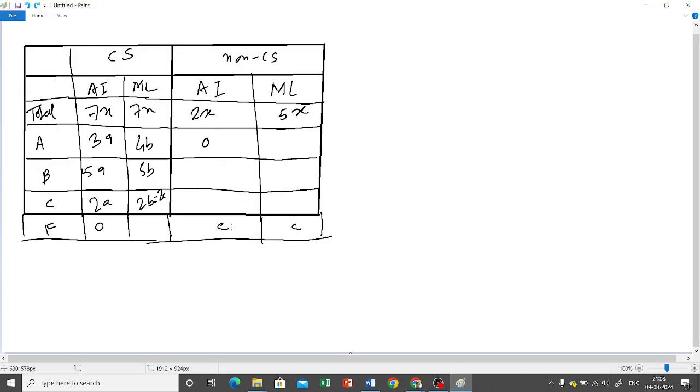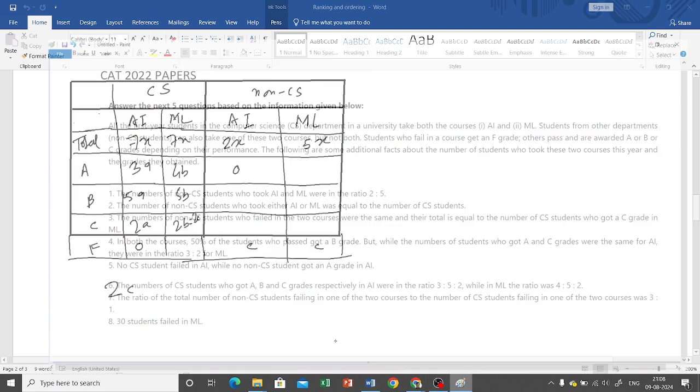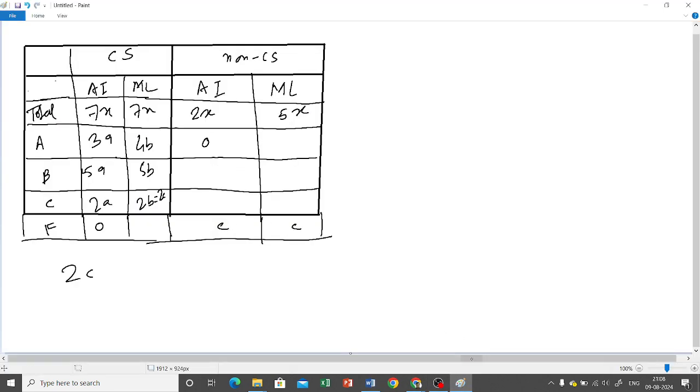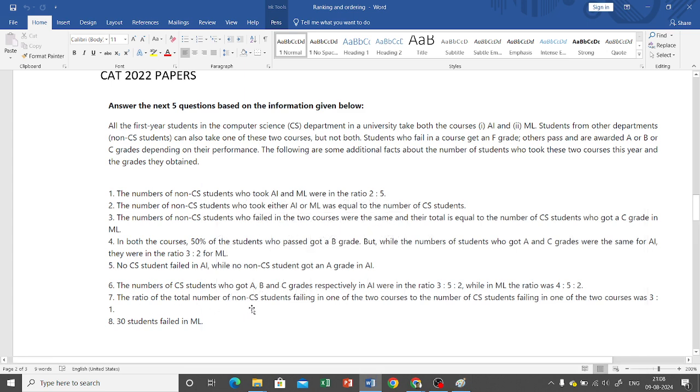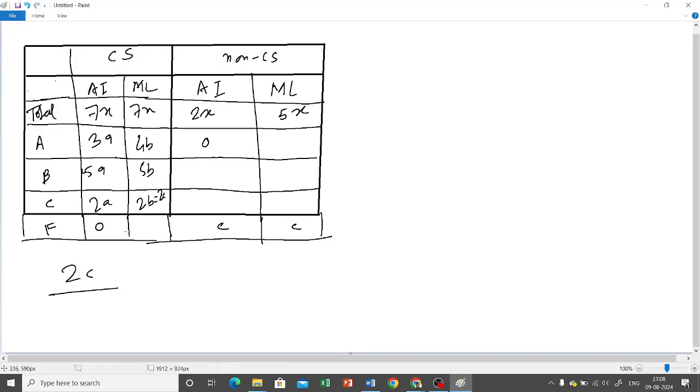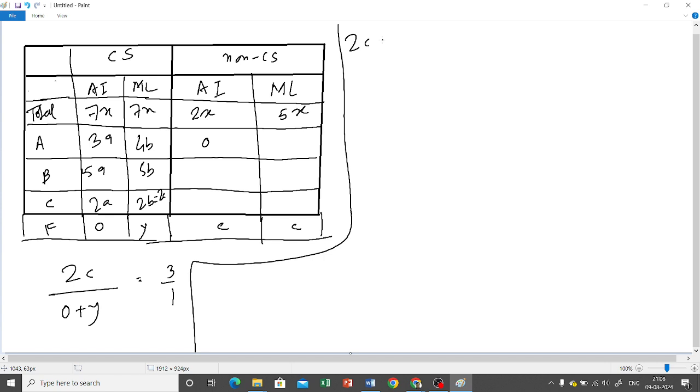Okay, so here I can see 2C, because 2C is the number of non-CS students who failed in AI and ML. That is what is given: the ratio of the total number of non-CS students failing in one of the two courses to the number of CS students failing in one of the two courses. I don't know the CS count, so I take it as y. 0 plus y, that is 3:1. So that means 2C is equal to 3y.